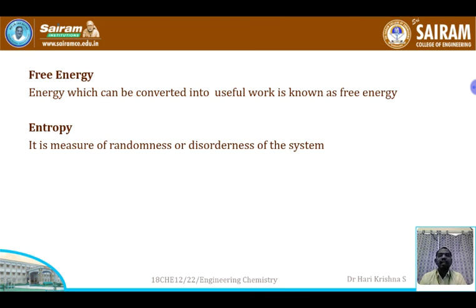Delta G is the change in free energy. If delta G is 0, then the reaction is at equilibrium. If delta G is negative, then the reaction is spontaneous. And if delta G is positive, the reaction is non-spontaneous. This is how we decide whether a reaction is in equilibrium, spontaneous, or non-spontaneous, depending upon the Gibbs free energy value.